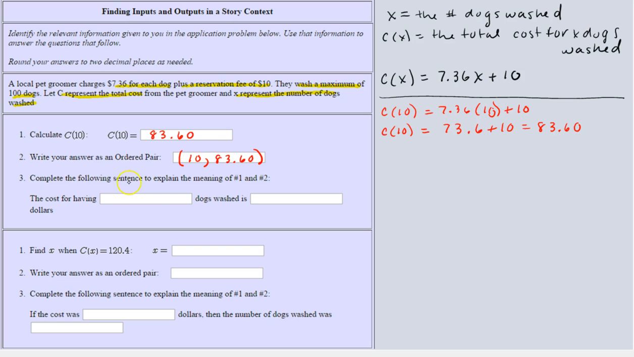Now we're asked to complete the following sentence to explain the meaning of 1 and 2. So the cost for having blank dogs washed, well, the input was 10, which was the number of dogs washed. So the cost of having 10 dogs washed is $83.60.